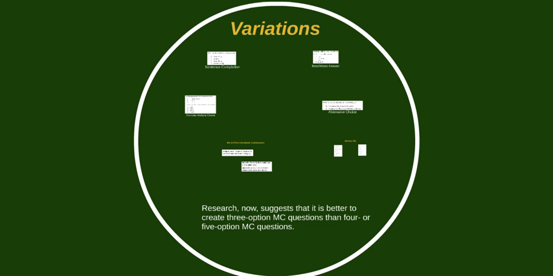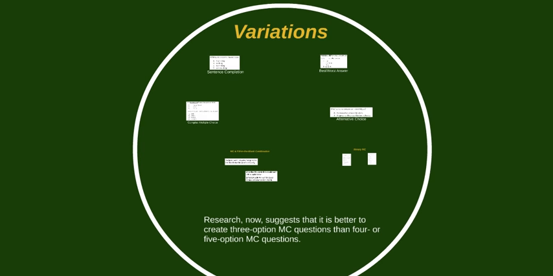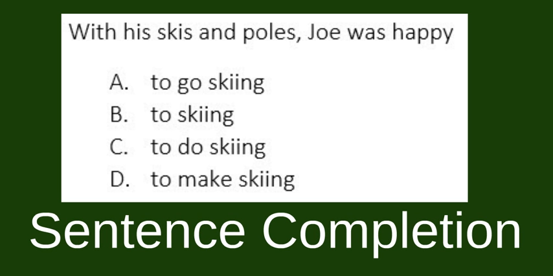Now there are a lot of variations of the multiple choice question. That was a very classic multiple choice. So let's take a look. A common variation is to have an incomplete sentence. With his skis and poles, Joe was happy blank. In this case, to go skiing, to do skiing, to make skiing. And in this case, look at the distractors. They deal with the collocations of the word skiing, and that's important. So do you do ski? Do you make ski? Do you go skiing? Or do you just to skiing?